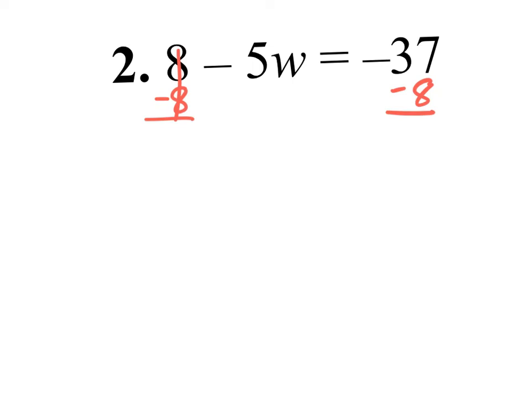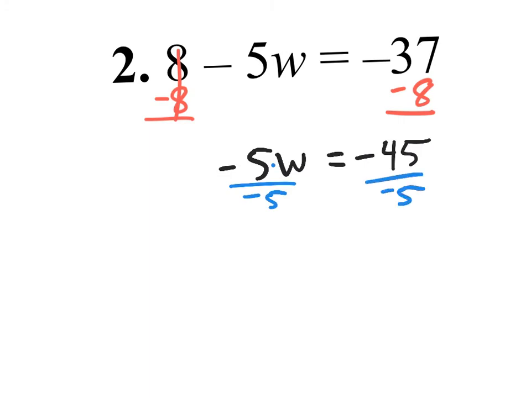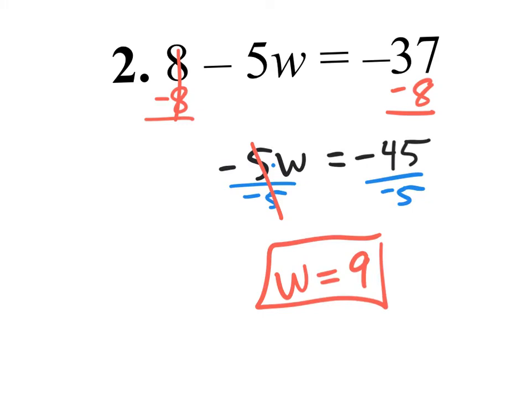Your new equation is negative 5W equals negative 45. Now, of course, that is negative 5 times W. So to get rid of that multiplication of negative 5, I divide by negative 5. And what I do to one side, I do to the other side. So yes, the negative 5s cancel out. We have the W all by itself, the equal sign, positive 9. W equals 9 is the answer.